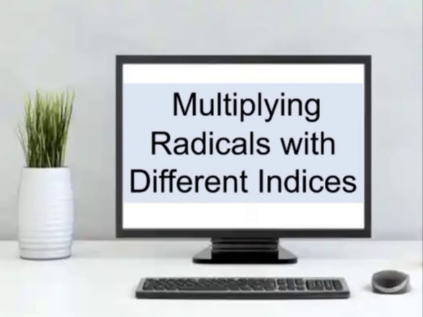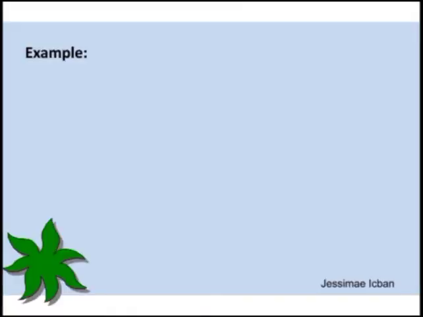Today, we are going to talk about multiplying radicals with different indices. So, we have an example. We have the cube root of 2 times the square root of 4.